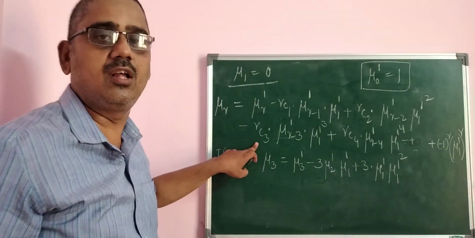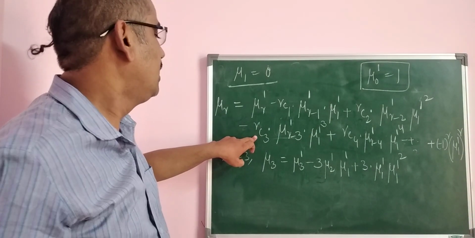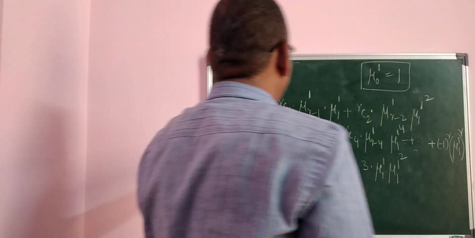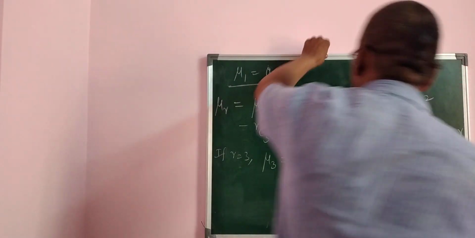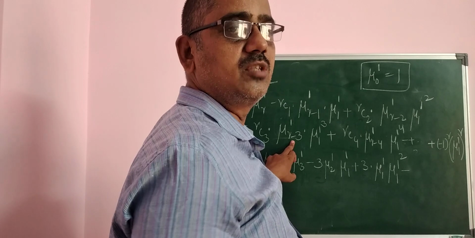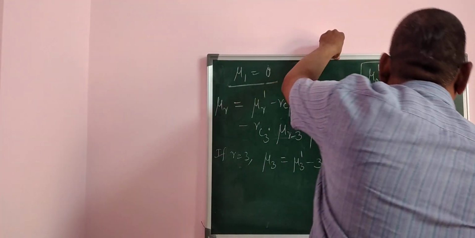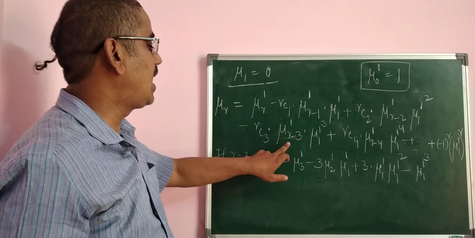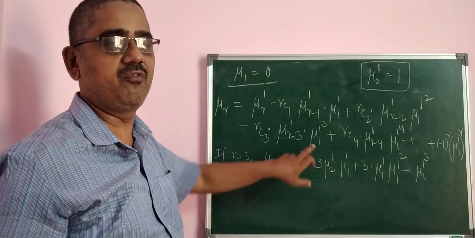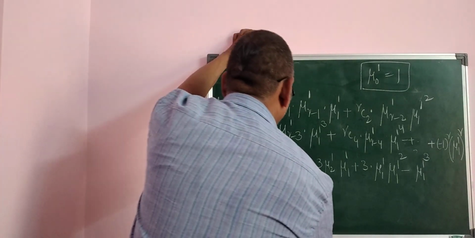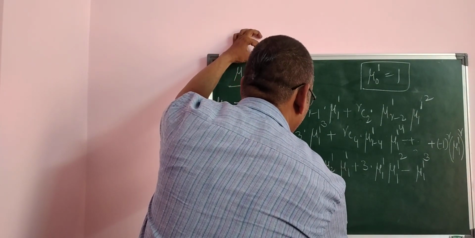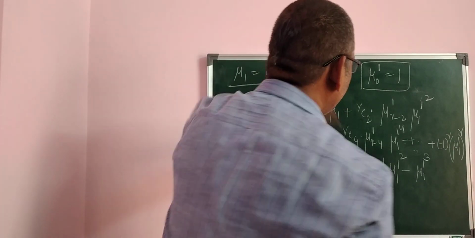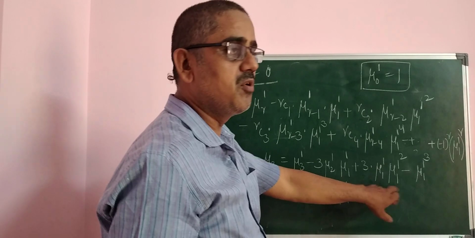There I am stopping the value. 3c3 is the last term that I consider. 3c3 is 1. So minus 1 into mu 3 minus 3, mu 0 dash. Mu 0 dash is 1, and mu 1 dash cube. So it is mu 1 dash cube. Finished. So hence, if you consider, that is mu 3 dash minus 3 mu 2 dash mu 1 dash plus 3 mu 1 dash into mu 1 dash square, mu 1 dash cube.